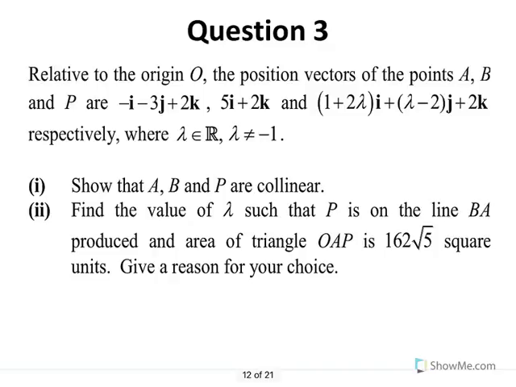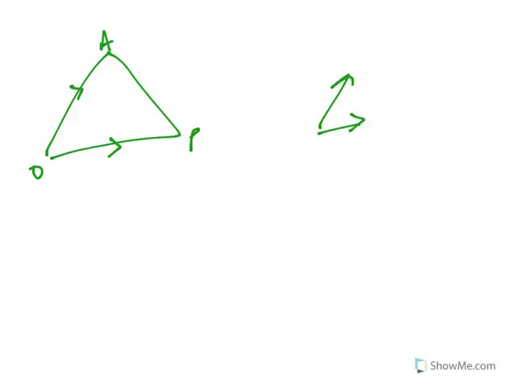Find the value of lambda such that P is on the line BA produced and the area of triangle OAP is 162 square root 5. Okay? Area of triangle OAP. Very quickly I can just take two vectors, tail pointing to each other. For your info, for area of triangle or parallelogram, it doesn't have to be tail and tail. If you do head and tail, actually still can, because we're taking magnitude.